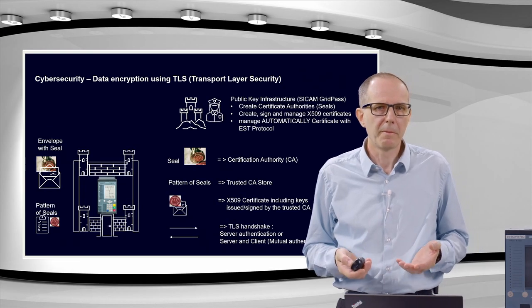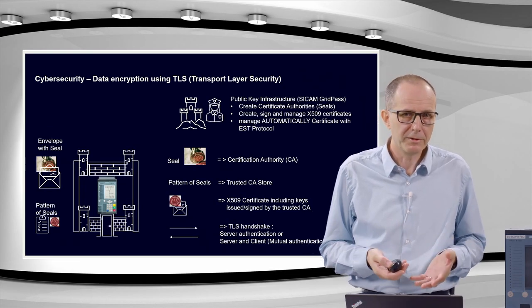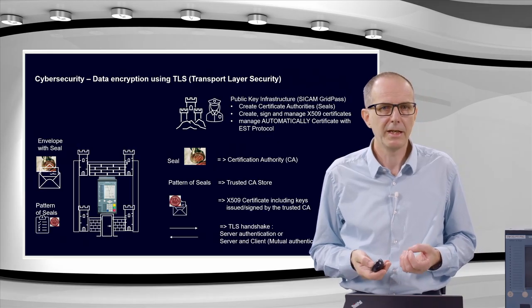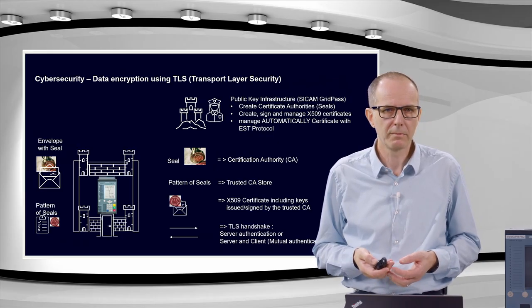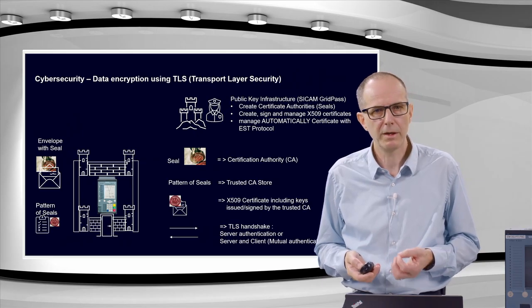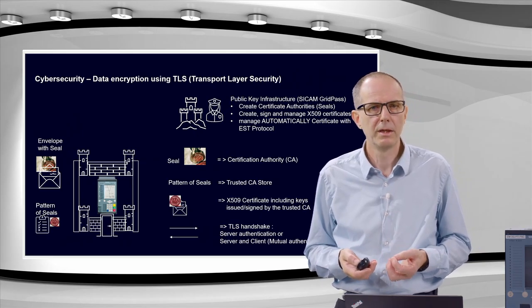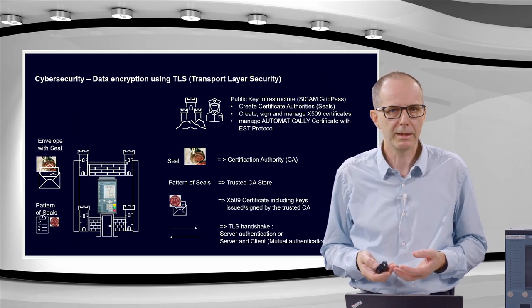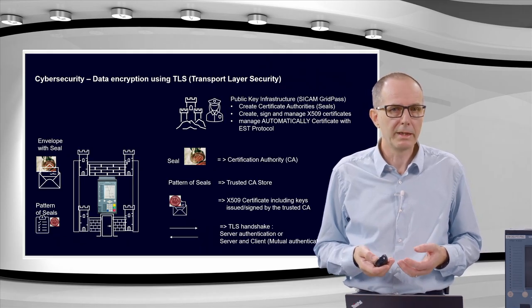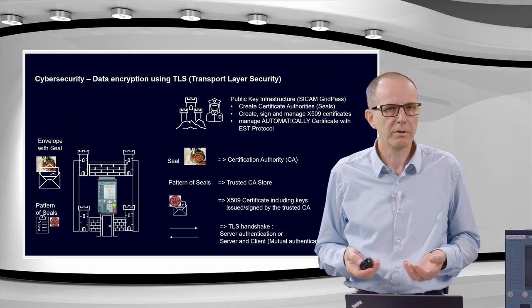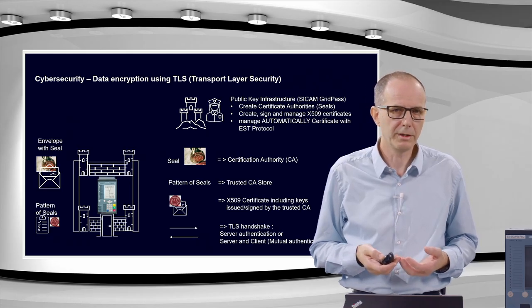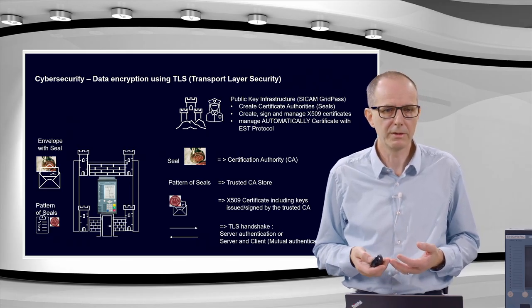And we have to mention an important piece of the TLS puzzle. It's the PKI, or Public Key Infrastructure, where CCAM Grid Pass play this role. CCAM Grid Pass can create CAs, can create, sign and manage X509 certificate, and much more, like managing automatically certificate via EST protocol.